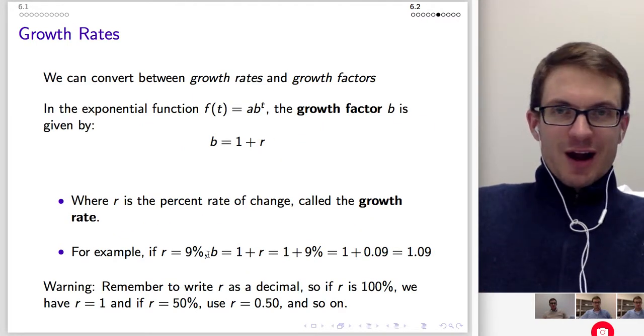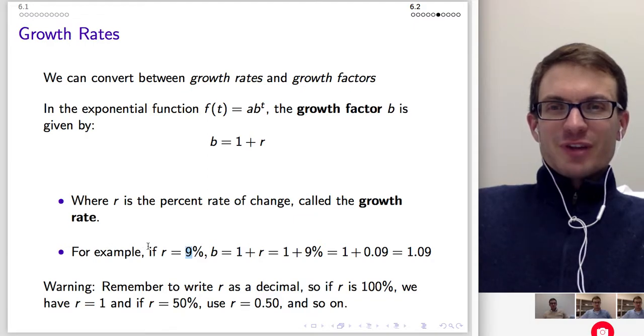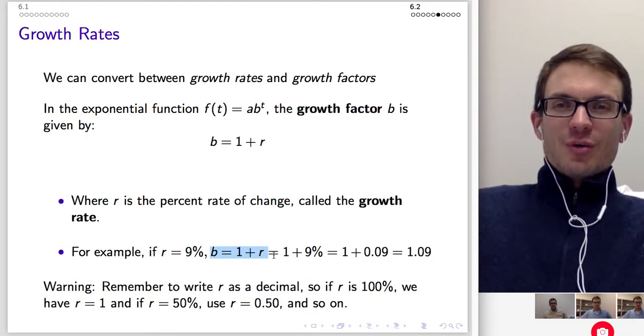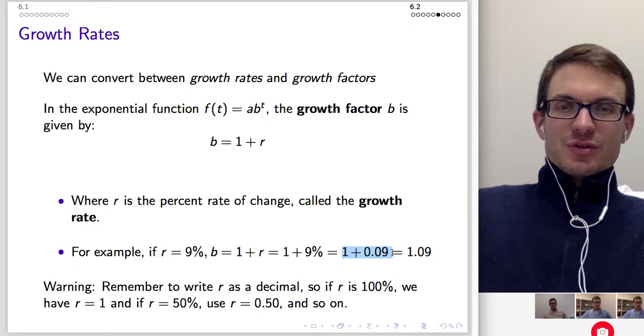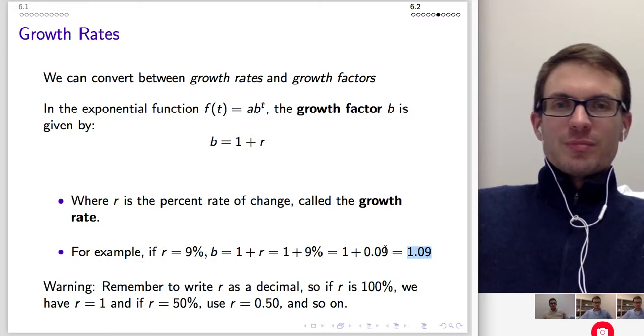Suppose instead we had r is equal to 9, right? 9% growth. Now we're going to have b equals 1 plus r, or 1 plus 9%, or 1 plus 0.09, or 1.09.